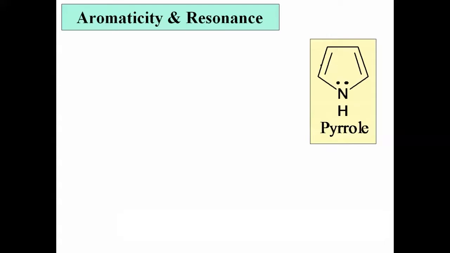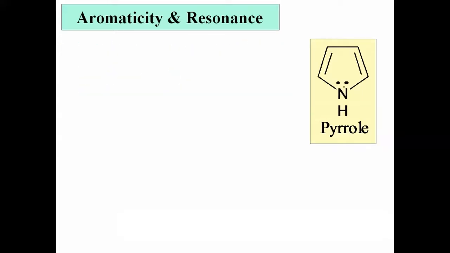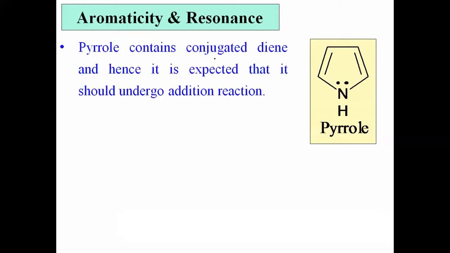Okay, we know that in pyrrole there is one nitrogen atom, and it has a lone pair of electrons. I have shown that lone pair of electrons on the nitrogen. Now this is the first observation. Pyrrole contains a conjugated diene. This is a diene. Diene means there are two double bonds in a molecule. One double bond, second double bond, therefore diene. And these double bonds are in conjugation. Means there is alternate single and double bond, that is double bond, single bond, double bond. This is called conjugation. And this pyrrole is a conjugated diene.